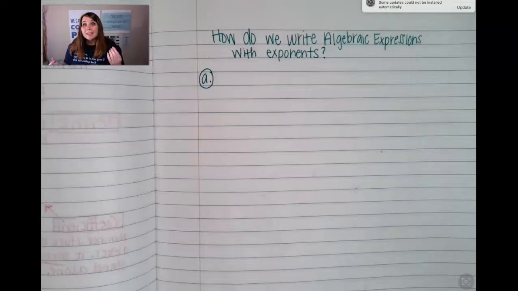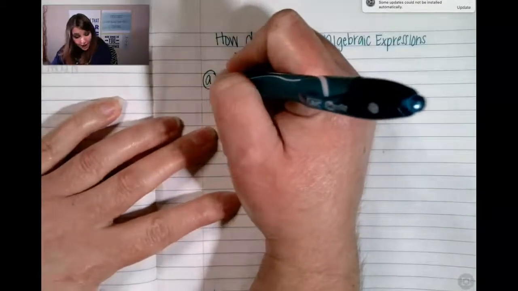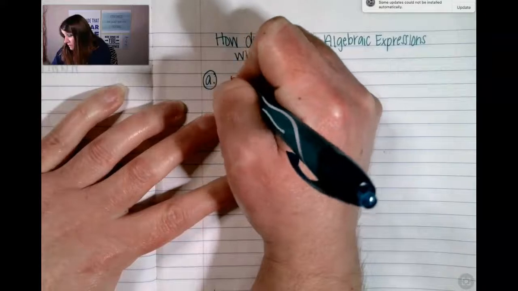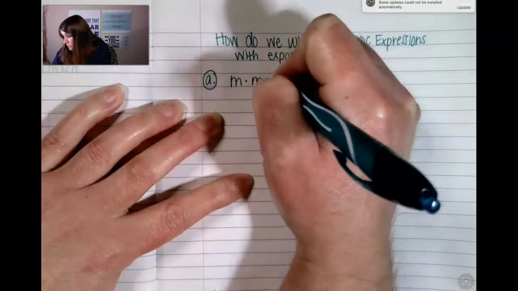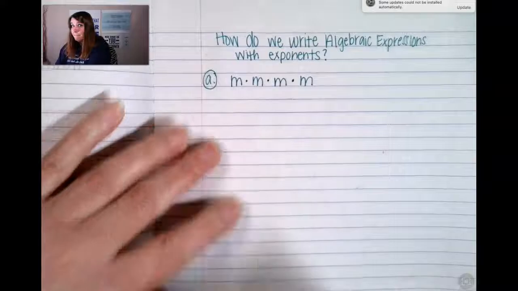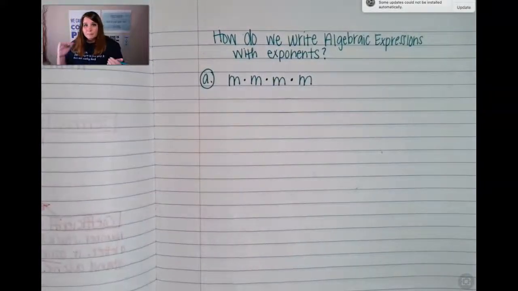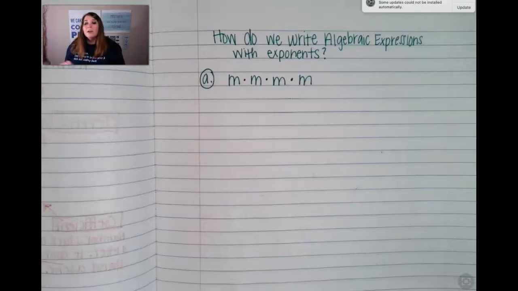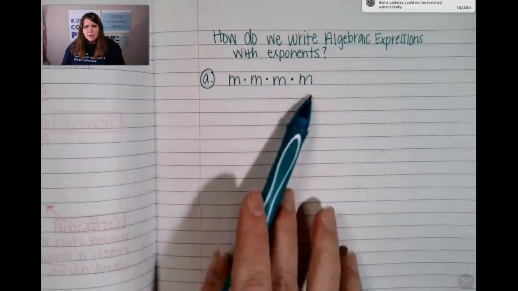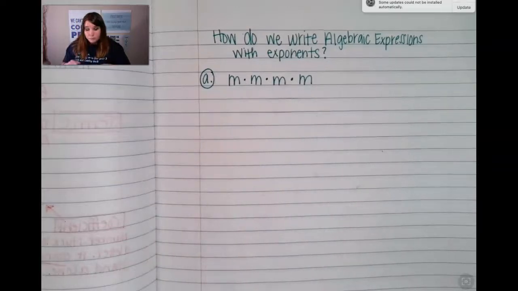Well, it works the exact same way with algebra, except instead of numbers, you have letters. Like, for example, you could have M times M times M times M, right? I know, totally weird, but it really is a math problem. Remember, we're no longer using an X for a multiplication symbol, because then that would be MX, MX, MX, MX, right? So instead, use that dot.